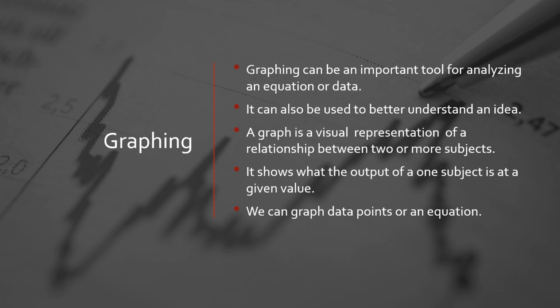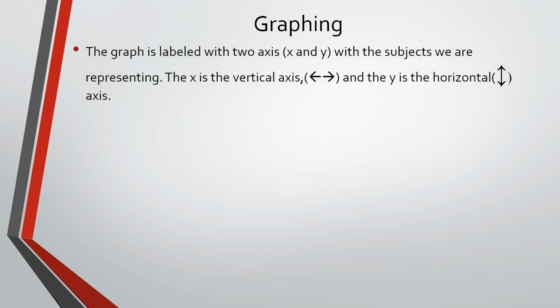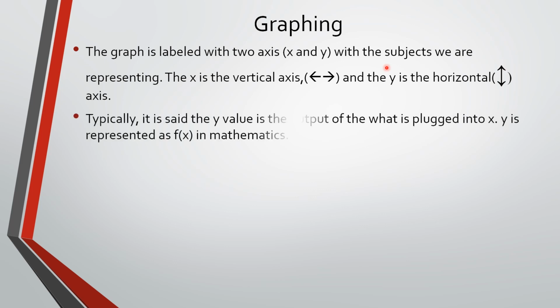We can graph data points or an equation, as we already talked about. So let's just talk about the graph in general. The graph is labeled with two axes. Typically, we can have a third axis where we can represent more data, like a z-axis. But for our purposes, we're going to have two axes, the x and the y, with the subjects we are representing. So the x is the horizontal axis, and the y is the vertical axis, which is straight up and down. So that's the x and y axis.